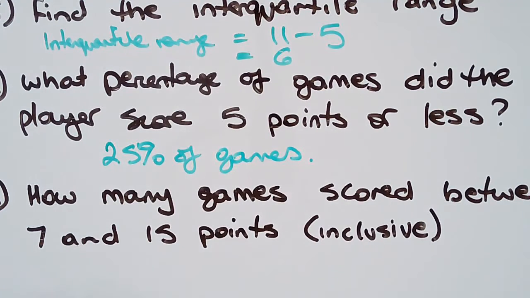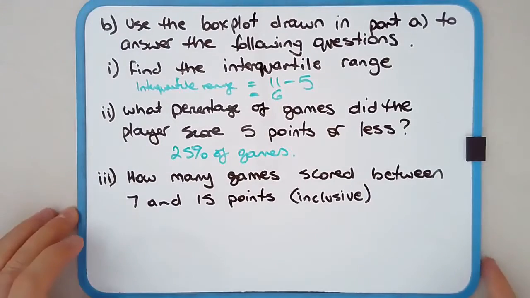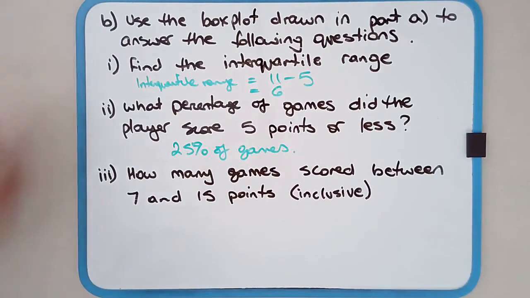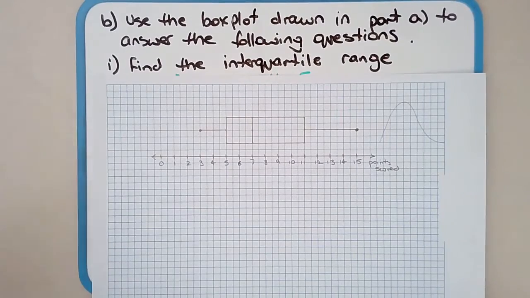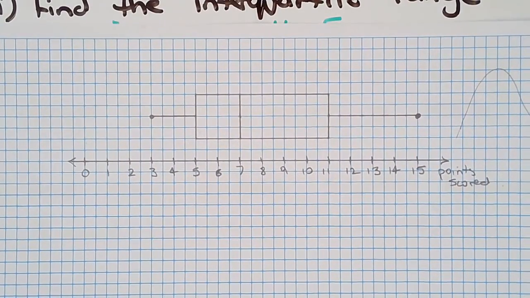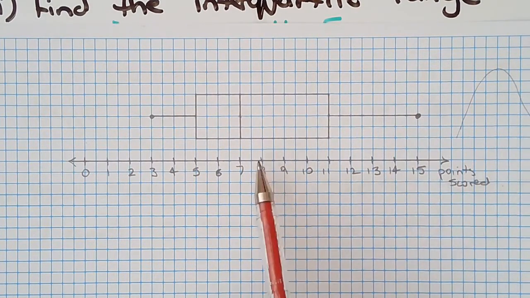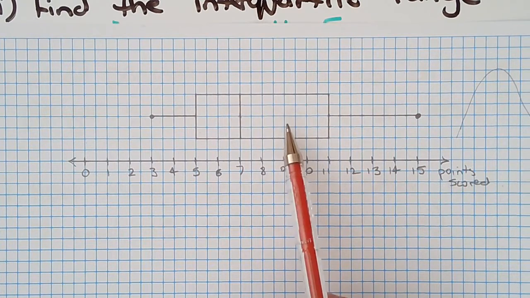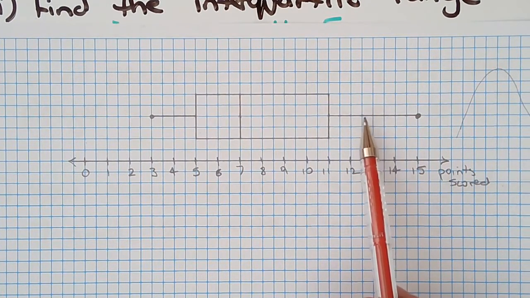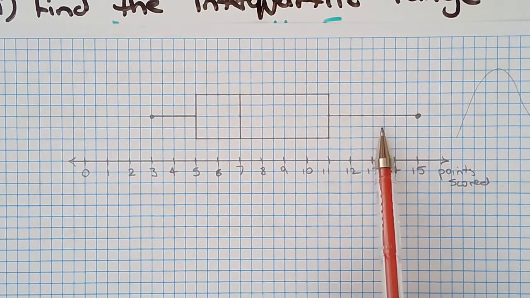And how many games did the player score between 7 and 15 points? Inclusive. Let's go back to our box-and-whisker plot there. So between 7 and 15. There's 7, and there's 15. So 25% of the data is in the upper part of the box, and then another 25% of the scores is in the upper whisker as well. So that's actually 50% of the games played, isn't it?